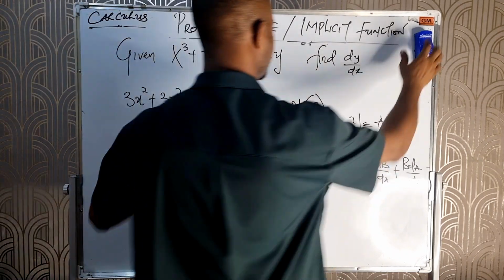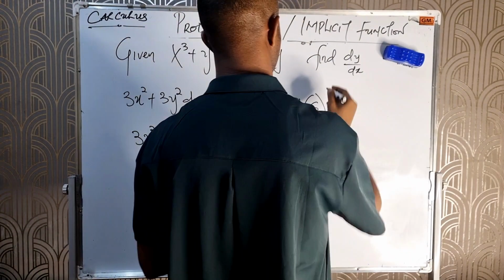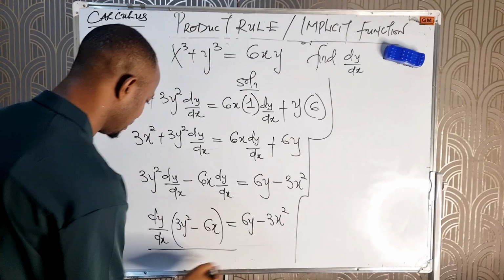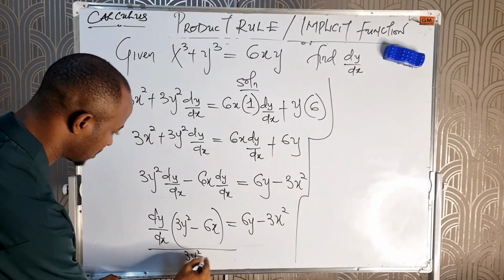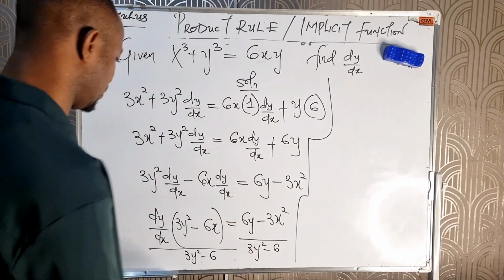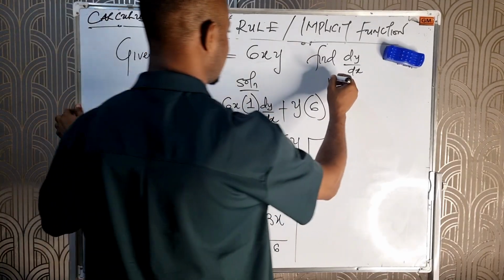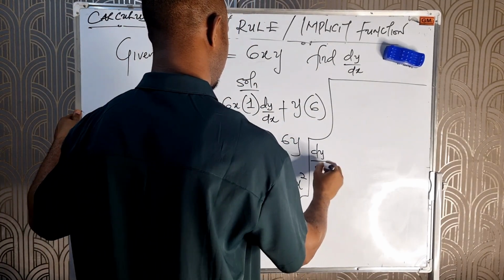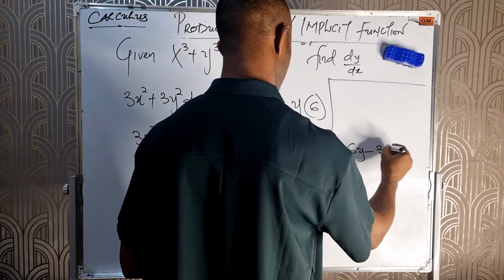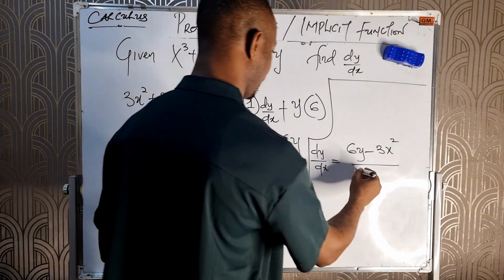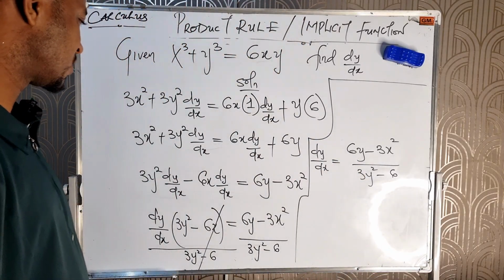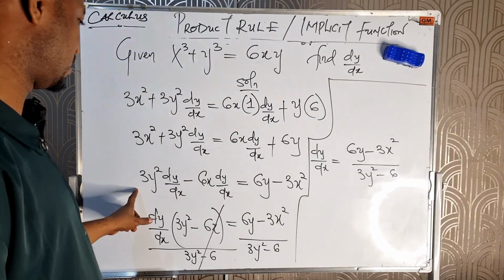Now let's finish this. To solve for dy/dx, I have to divide both sides by this term, 3y² minus 6x. So we cancel this out, and we are left with dy/dx, which equals 6y minus 3x² divided by 3y² minus 6.